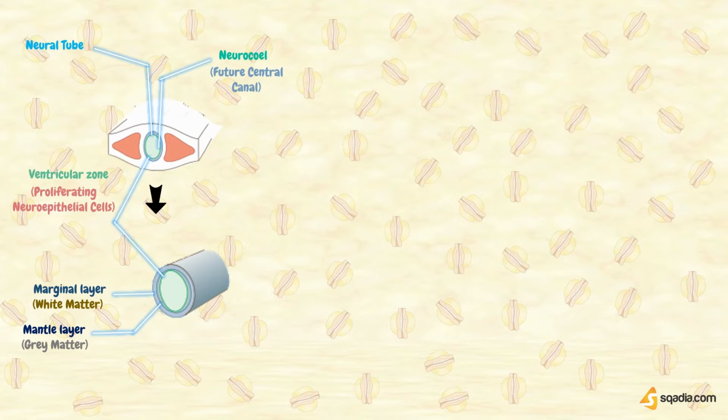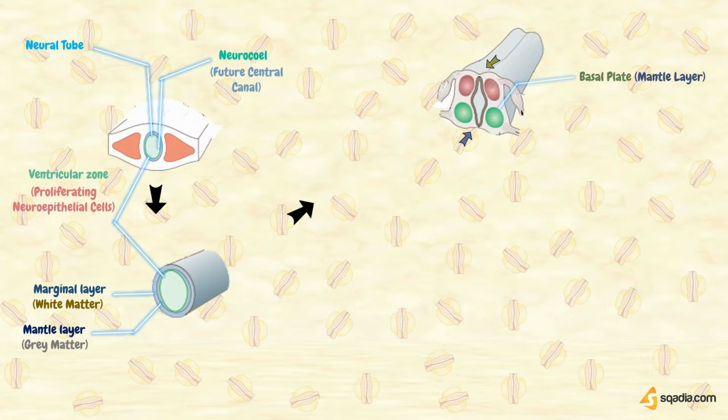Now, this is the dorsal or posterior surface, and this is the ventral or anterior surface. Further distinction of the mantle layer occurs as the ventral area becomes the basal plates and the dorsal part becomes the alar plates. They are divided by a groove called the sulcus limitans. This is the roof plate. This is the floor plate.